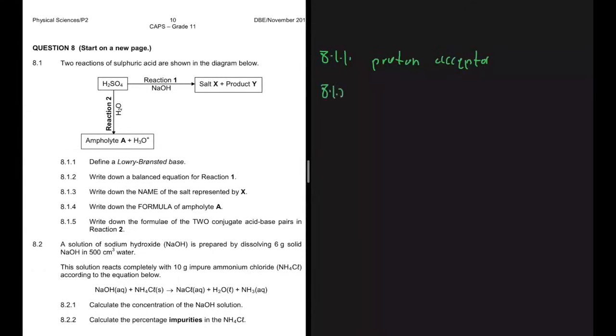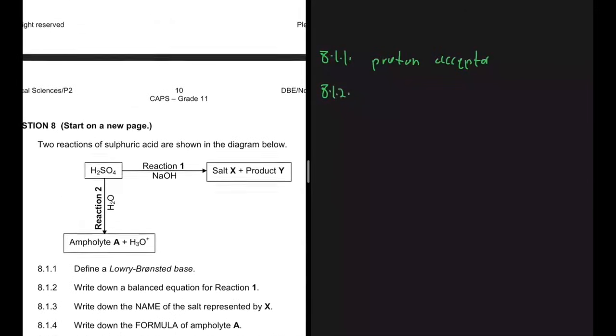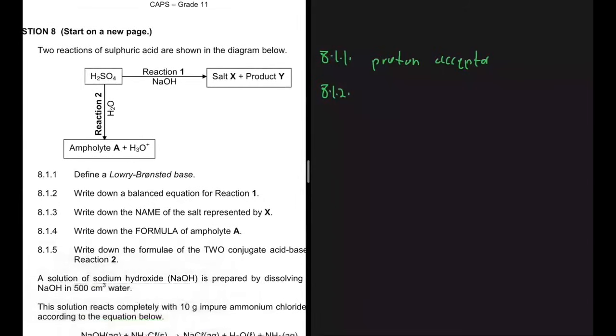And then 8.1.2 says write down a balanced equation for reaction 1. Let's take our attention to reaction 1. So reaction 1, we have sulfuric acid H2SO4 and NaOH. So we have an acid plus a base, right? An acid and a base will always give you a salt plus H2O, right? That's just the general idea when you have an acid and a base.